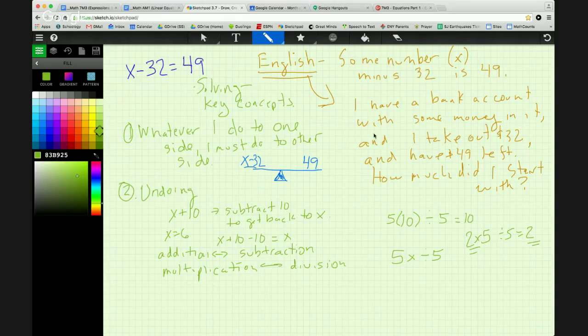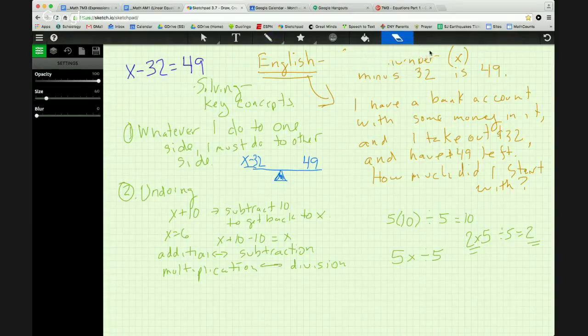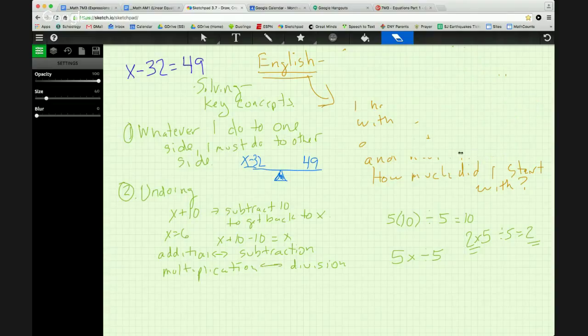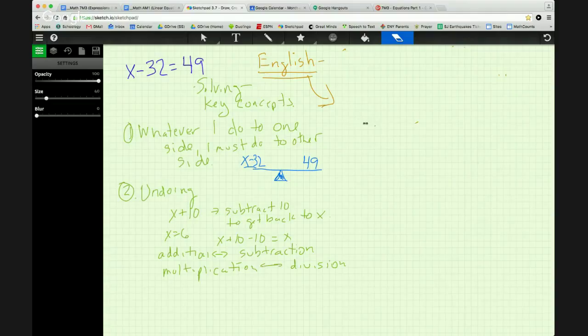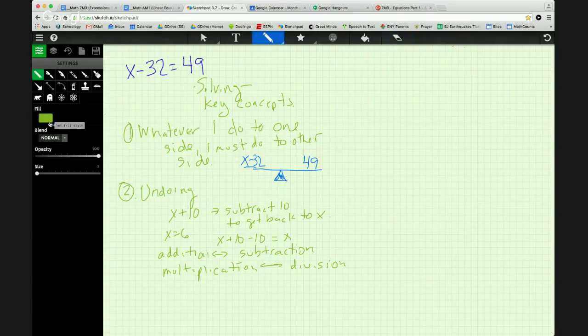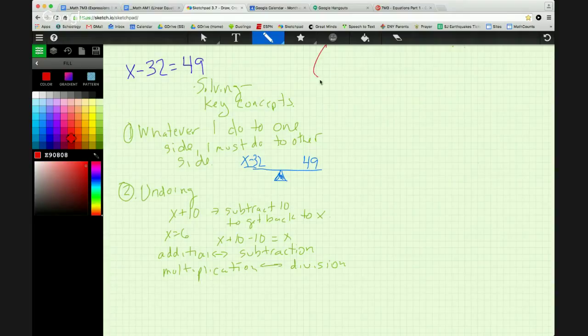I'm going to erase this side of the board, because I want to keep these key concepts in your mind and on the board as we go through some of these problems. We're going to keep in mind: whatever I do to one side, I must do to the other, and keep in mind the undoing operations. Addition undoes subtraction, and multiplication undoes division.